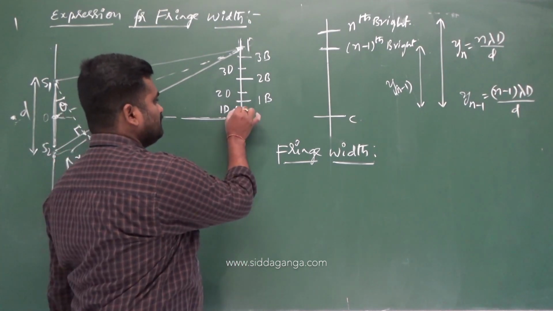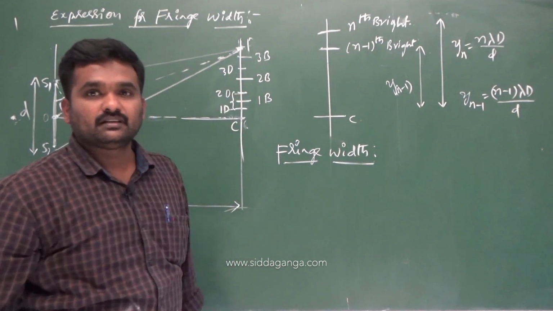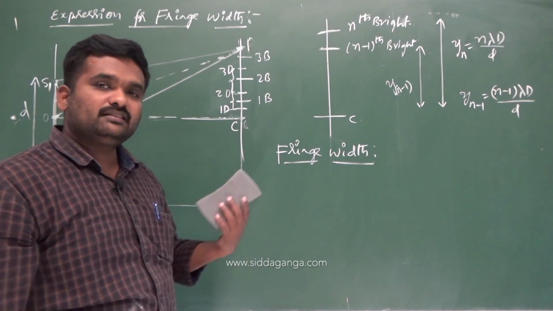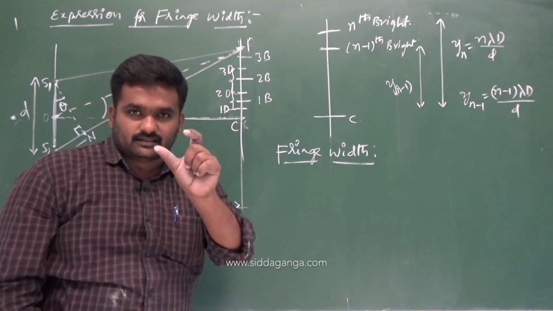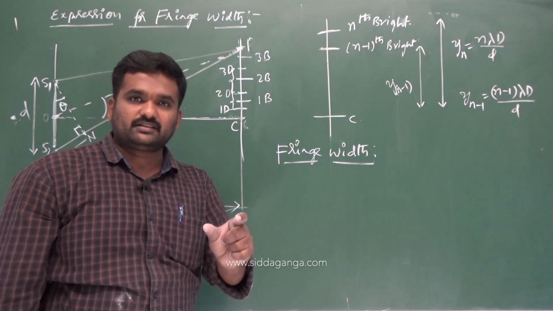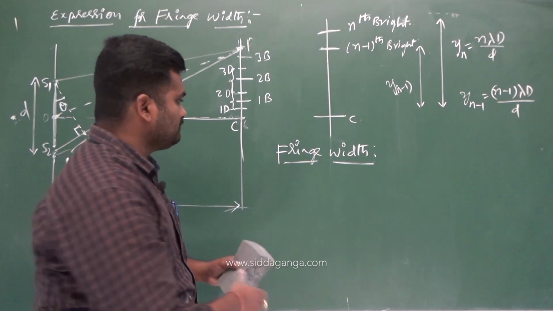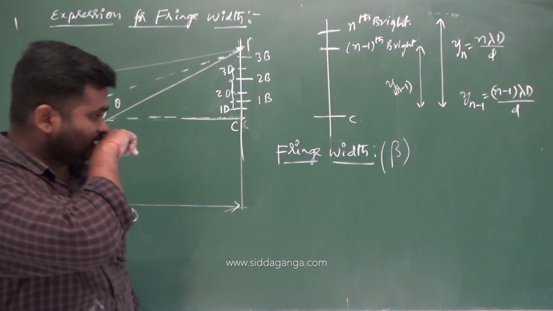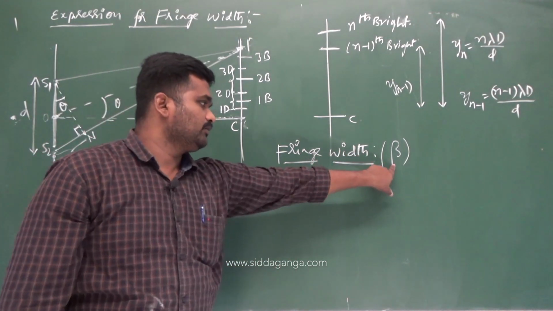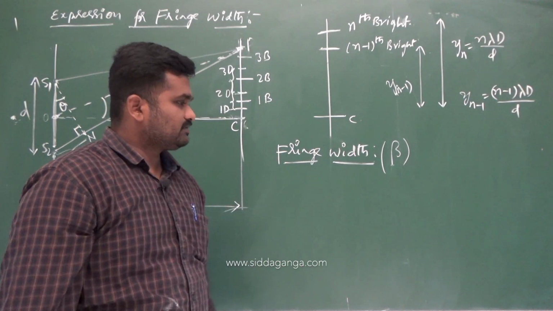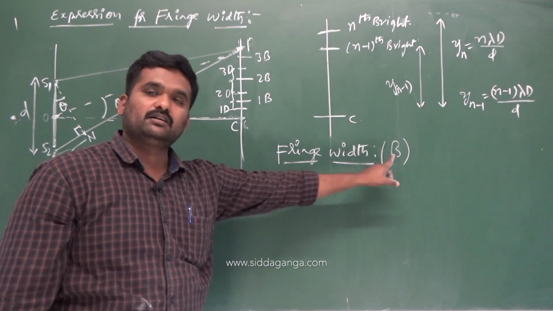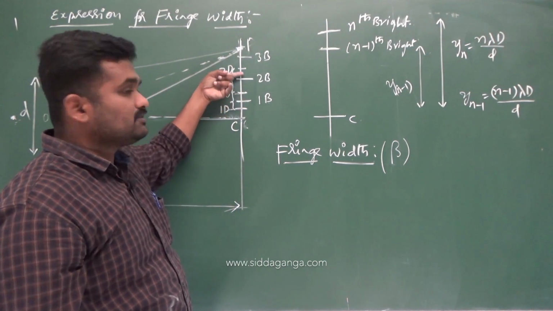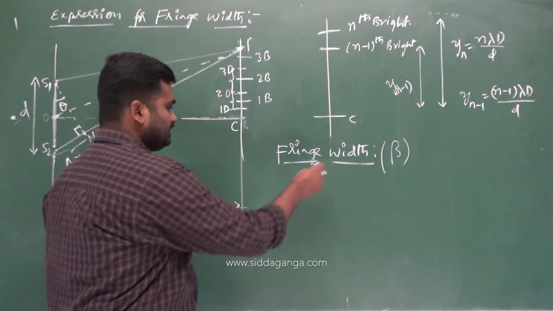Consecutive dark fringes means what? First dark and second dark distance between them, or second dark and third dark, or third dark and fourth dark, or nth dark and n minus 1th dark fringe. So the distances between those fringes, consecutive bright fringes or consecutive dark fringes, that itself we call fringe width, represented with the term beta. In most books, symbolically we represent fringe width as beta. That is the distance between consecutive bright fringes or consecutive dark fringes. What do you call that? Fringe width.